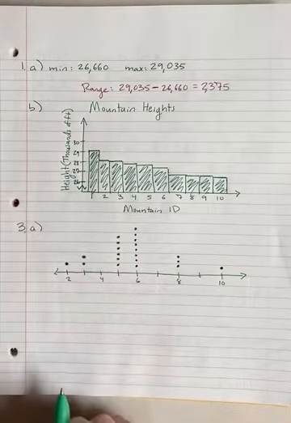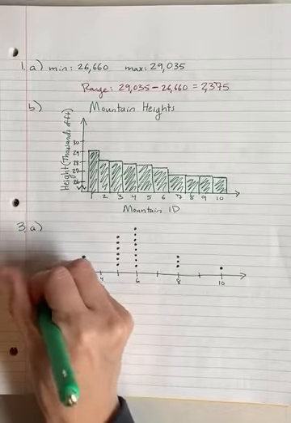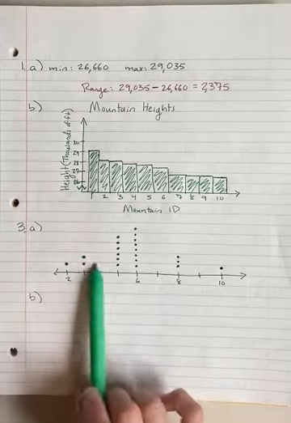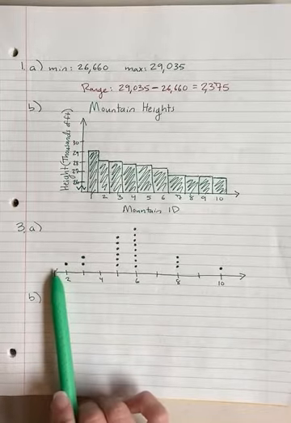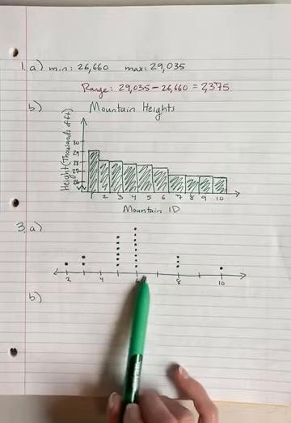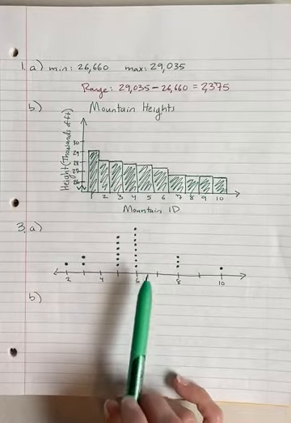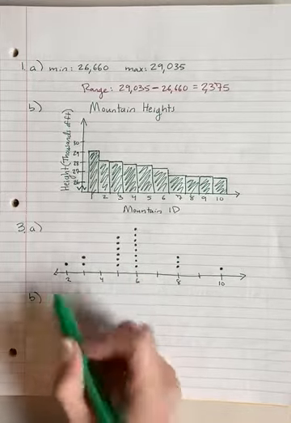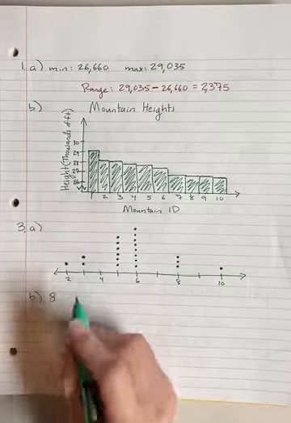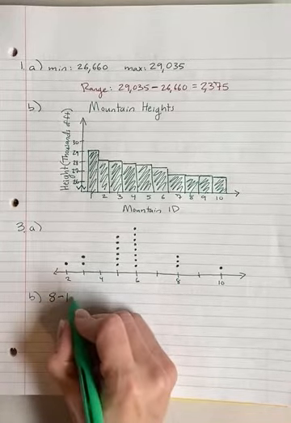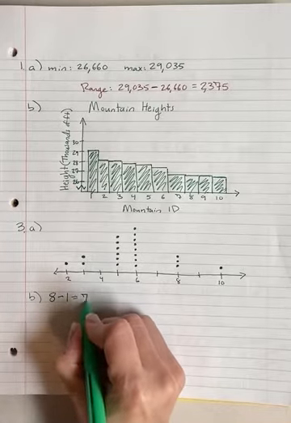Okay? So part B, so that was part A. Part B says, what is the range of the data? Now, if we look at the data, we say, well, the largest amount of students is 8. And the smallest amount of students would be 1. And so our range is 7.